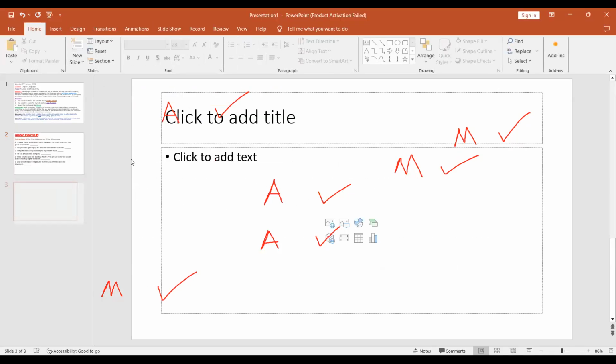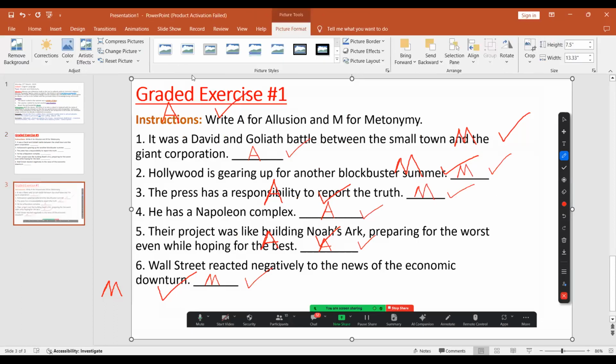Where is Veronique? Veronique, are you there? Where's Veronique? She left already? Oh, wow. I was hoping she would stay, right?